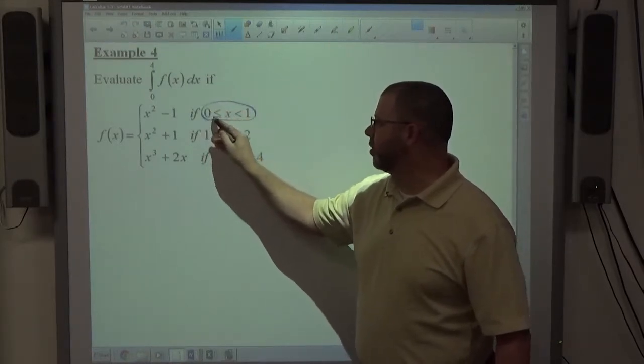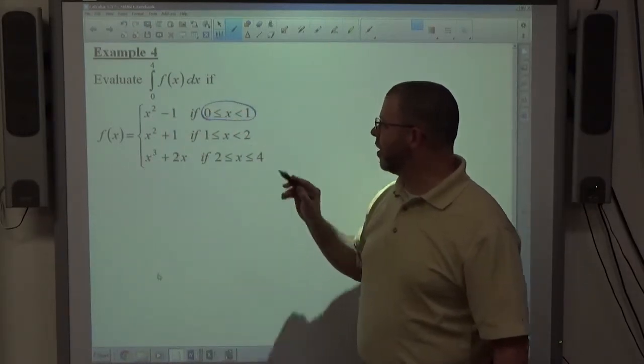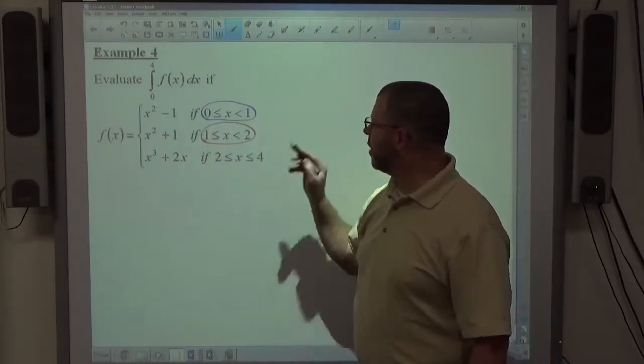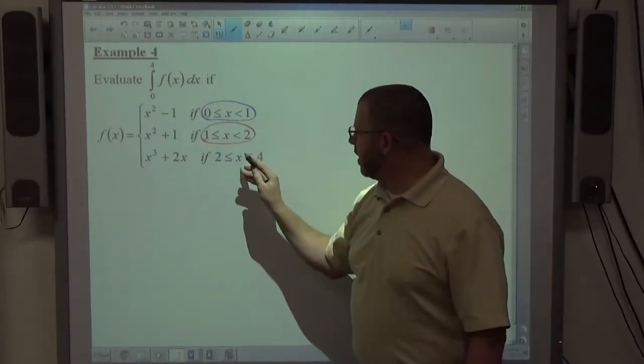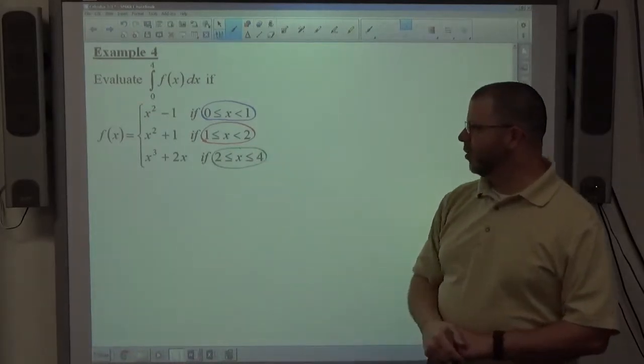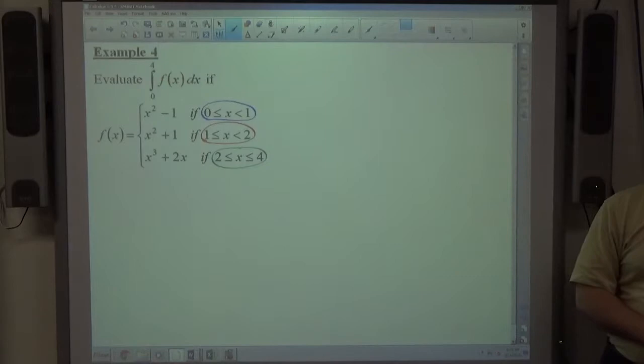So if x is between 0 and 1, we're doing x squared minus 1. If x is between 1 and 2, we're doing x squared plus 1. And if x is between 2 and 4, then we're doing x cubed plus 2x. The first thing to make sure of is that every single number between 0 and 4 has been accounted for and the function is defined for.